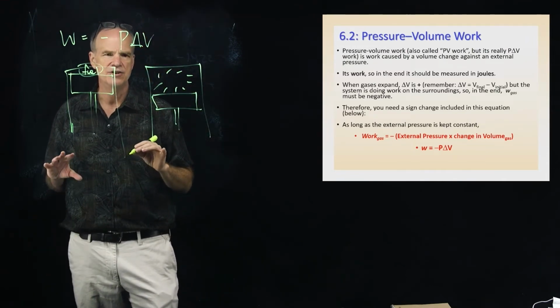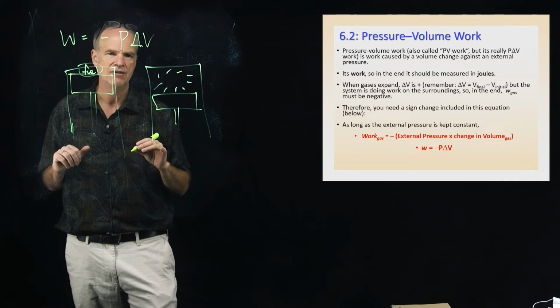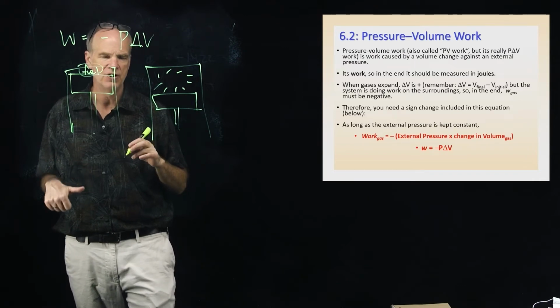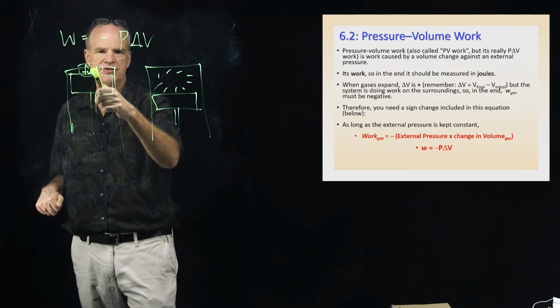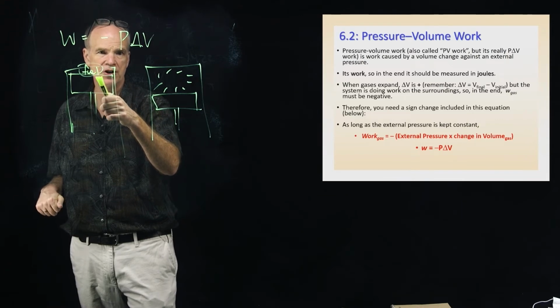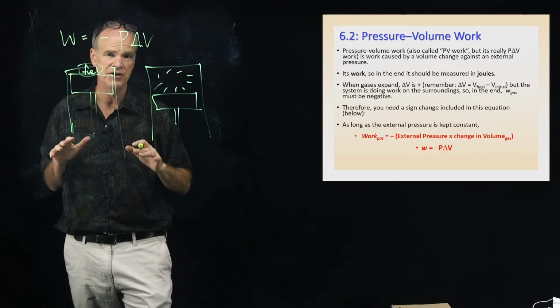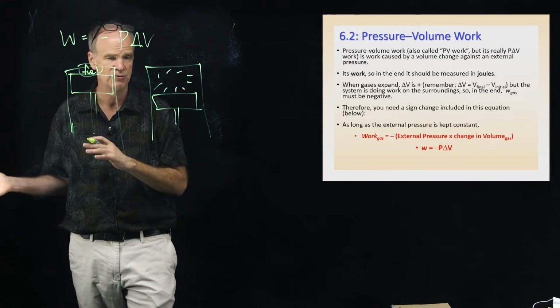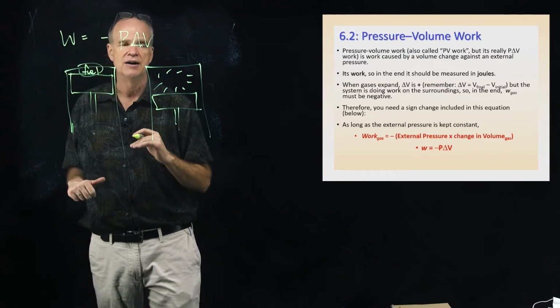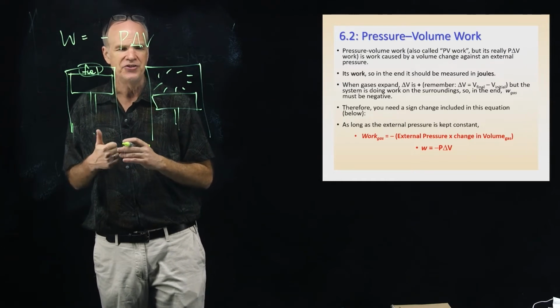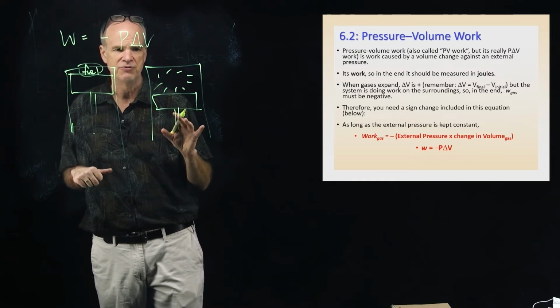So we know right now that because the system, the fuel, is doing work on the surroundings, we must have W be negative. That's basically what we had talked about previously. Let's take a look at what the simple math would end up being.